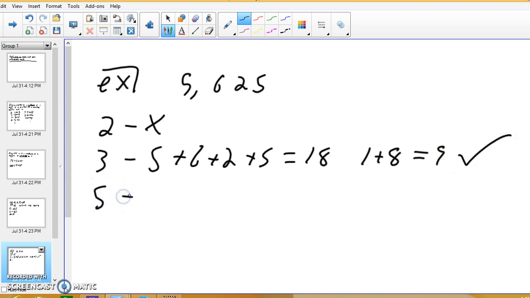The next one is 5. Is the last digit of this number 0 or 5? Well, 5,625, yes, it is 5. So, therefore, it is divisible by 5.